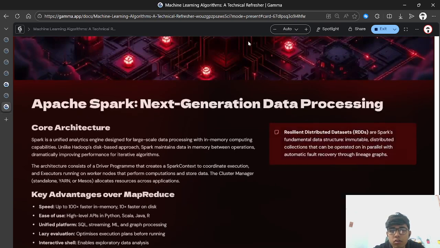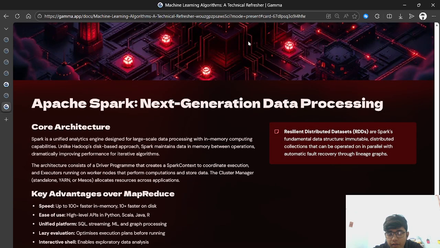Option B, we can also look at Spark and its advantages. Alternatively, modern pipelines often prefer Apache Spark. Spark performs multiple computations in memory rather than writing to disk after every operation. It uses resilient distributed datasets, known as RDDs, and provides higher-level APIs such as data frames.